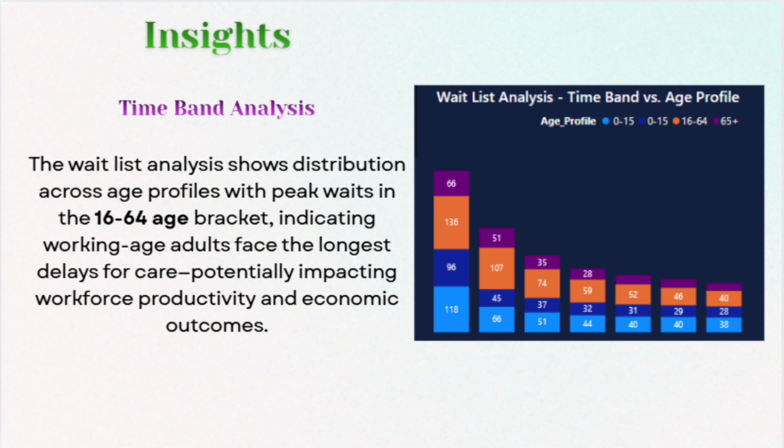The last insight is the age-band analysis. The waitlist analysis shows the distribution across age profiles, with peak waits in the 16 to 64 age bracket. It is indicating the working age adults face the longest delays for care, potentially impacting workforce productivity and economic outcomes.